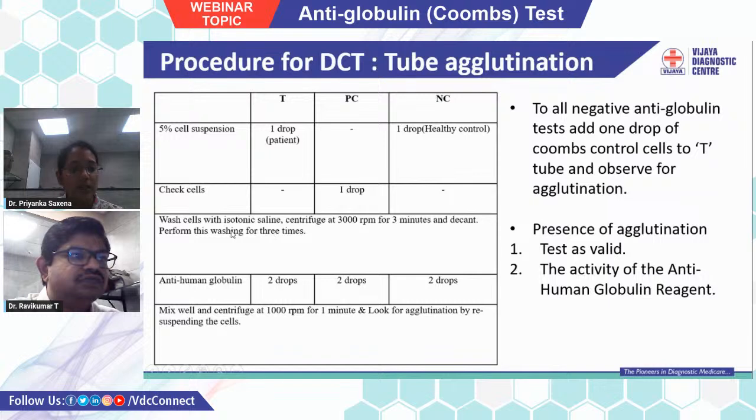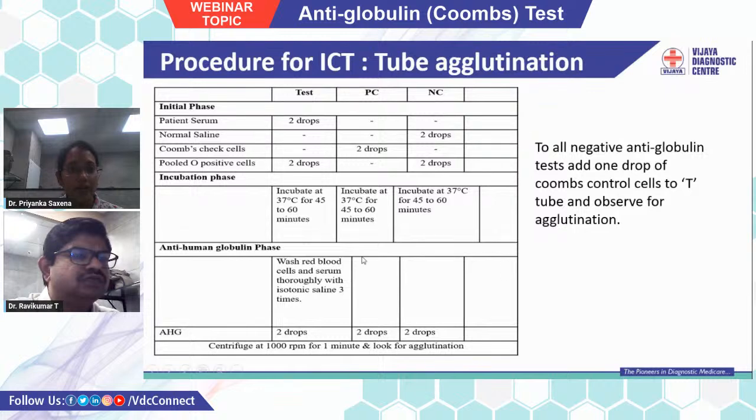Then these tubes will be subjected to cell wash with isotonic saline, then centrifuged at 3000 rpm for 3 minutes and decanted. This washing is done 3 times. After that, 2 drops of anti-human globulin reagent are added to all 3 tubes, followed by centrifugation at 1000 rpm for 1 minute, and then we look for agglutination after resuspending the cells. To all the negative tests, 1 drop of Coombs control cells has to be added to the test tube and looked at for agglutination. If there is agglutination, it means the test result is valid, it's a negative reaction, and we also validate the activity of the anti-human globulin reagent.